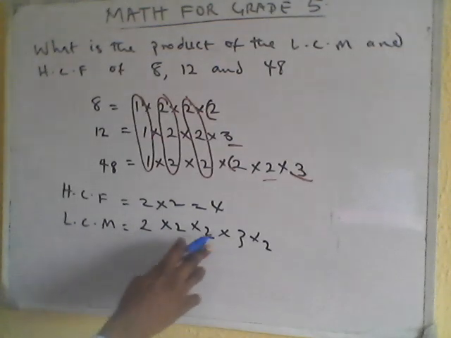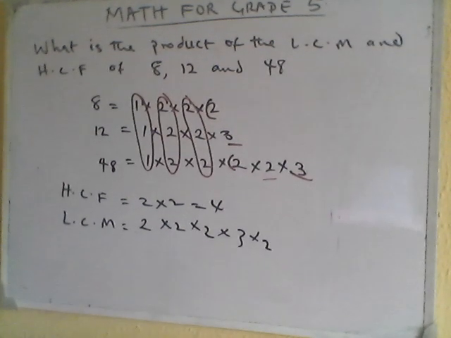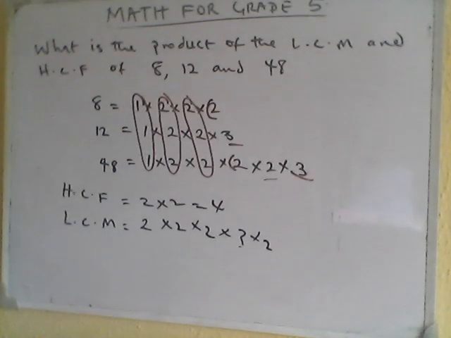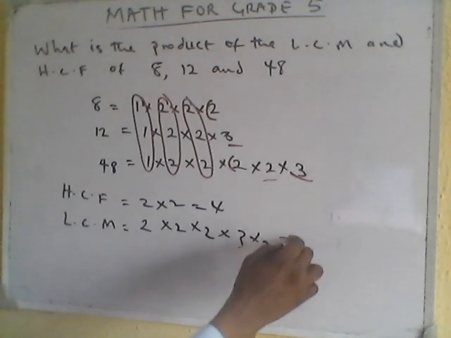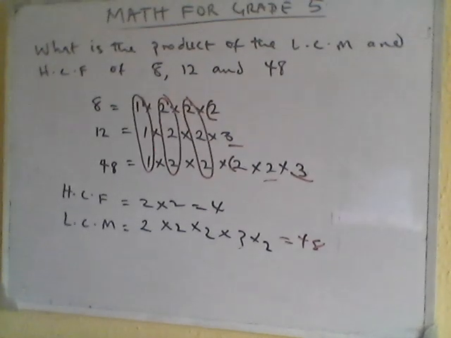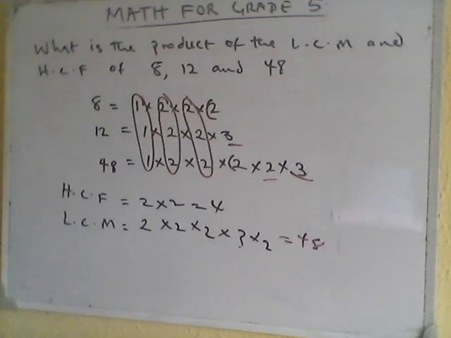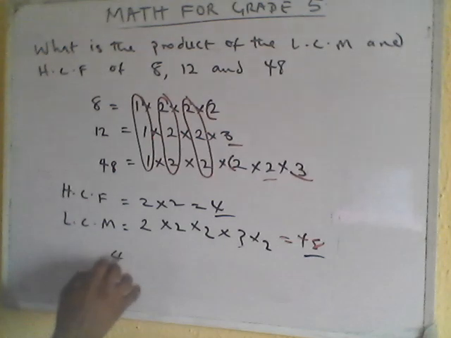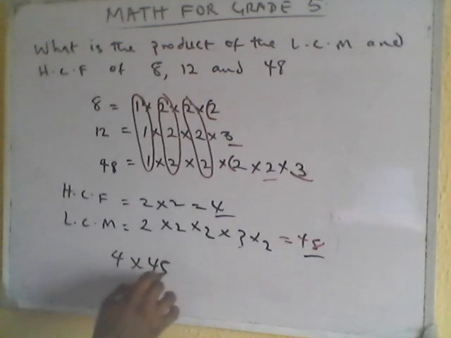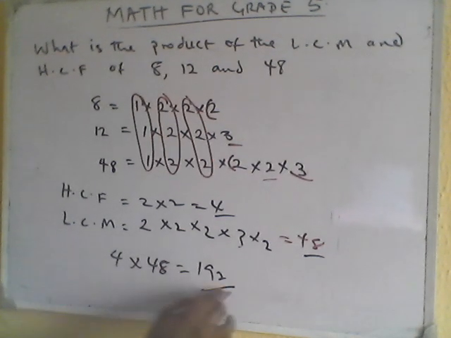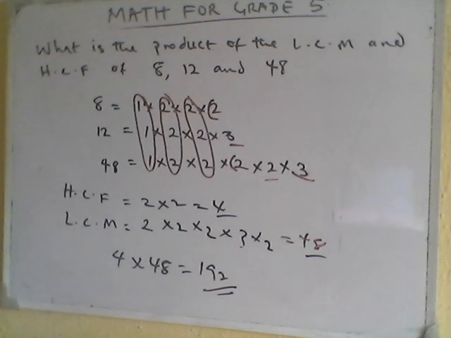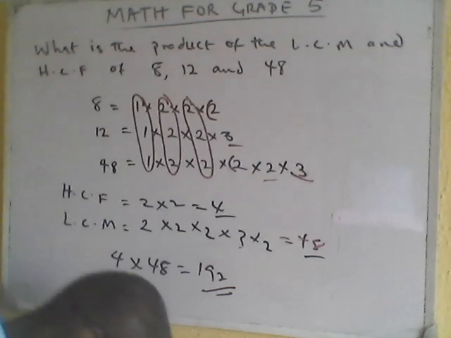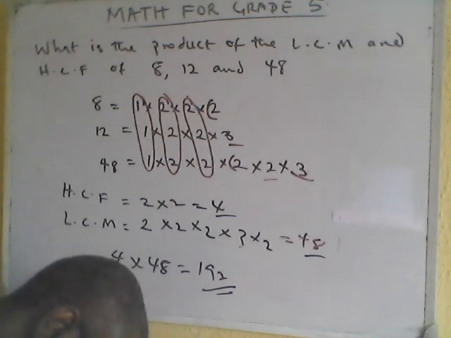2 times 2, 4, 4 times 2, 8, 8 times 2, 16, 16 times 3 will give me 48. So I have 48 here. So the product of the LCM and the HCF, 4 times 48, will give me 192. So that's the instruction to get the product of the LCM and the HCF.